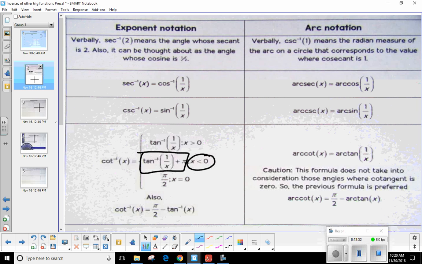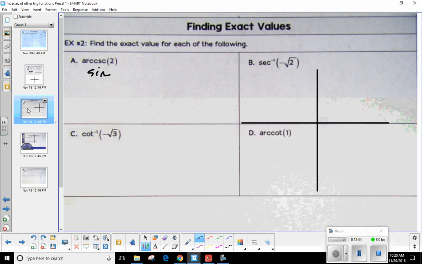Tangent inverse of 1 over x plus pi. So we're still taking the reciprocal. I just need to take my final answer and add pi to it in order to ensure that I get the right answer. Okay, so let's come back over here. Cotangent inverse would be tangent inverse if I took the reciprocal. What's the reciprocal of the ratio?